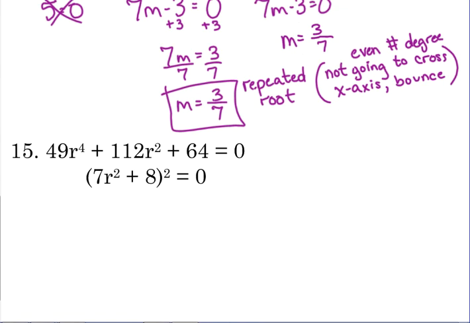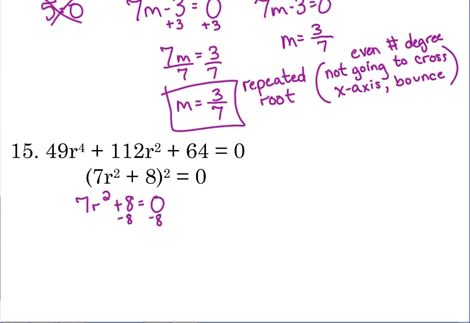This one was also a perfect square trinomial, but when we factored it, we didn't just have an r in our factor, we have r squared. So this one's going to be a repeated root as well. It's 4th degree, so we're expecting 4 solutions from this. Let's set 7r squared plus 8 equal to 0.